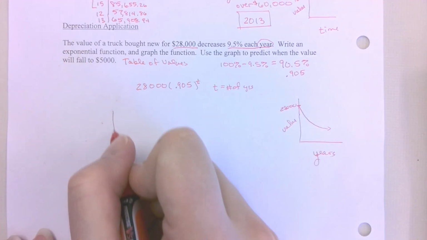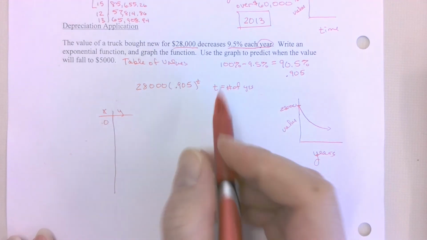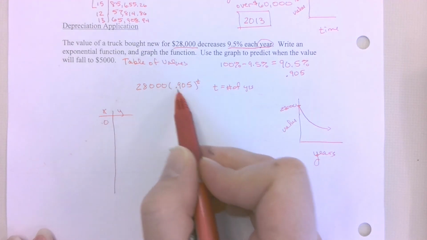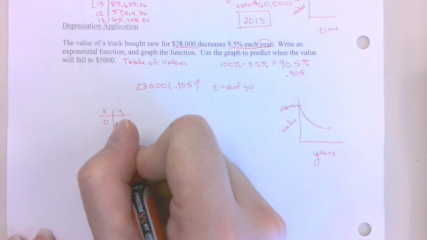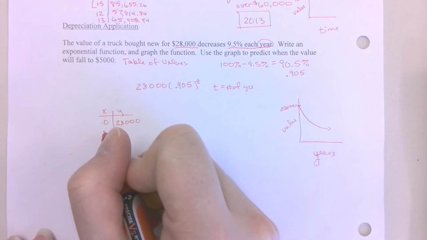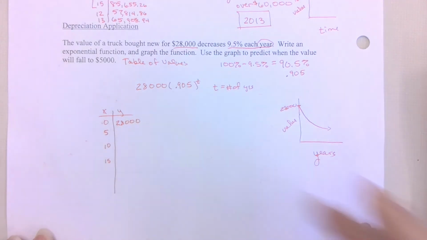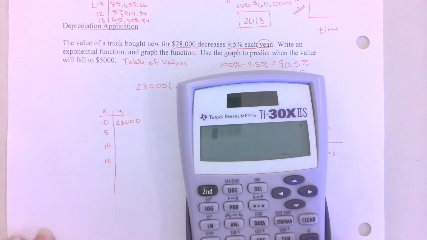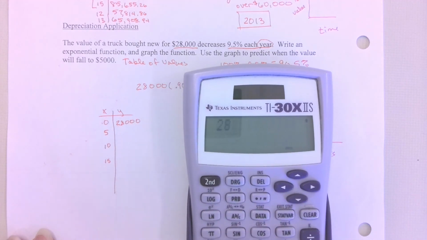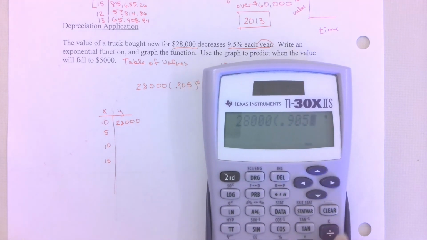Okay, so we're going to go ahead and make a chart again. And I know if I put 0 in, 28,000 times this to the power of 0 will give me back 28,000. And then I need to start with some numbers. So I'm going to go ahead and do a 5, 10, 15, and we'll see where we get with that. So let's clear out our old information, type in our function times 0.905, you can read it right there, to the power of 5.